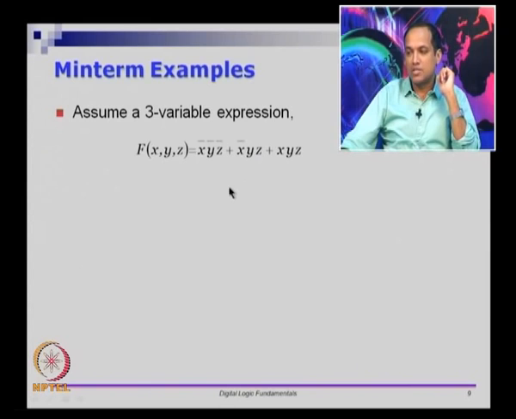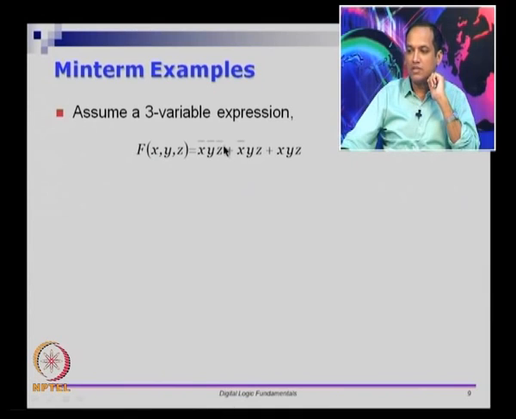If I ask you whether it is a valid canonical sum of products, the answer would be true for that also, because this is a function on 3 variables. In a canonical sum of products, each of the product terms cannot have any repetitions and all the variables must appear.